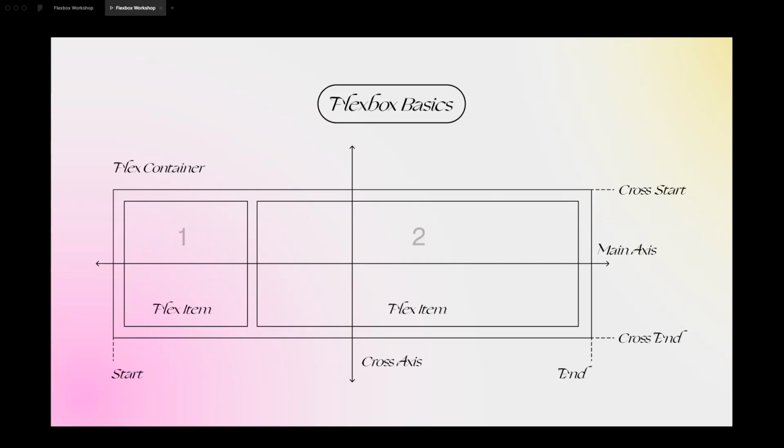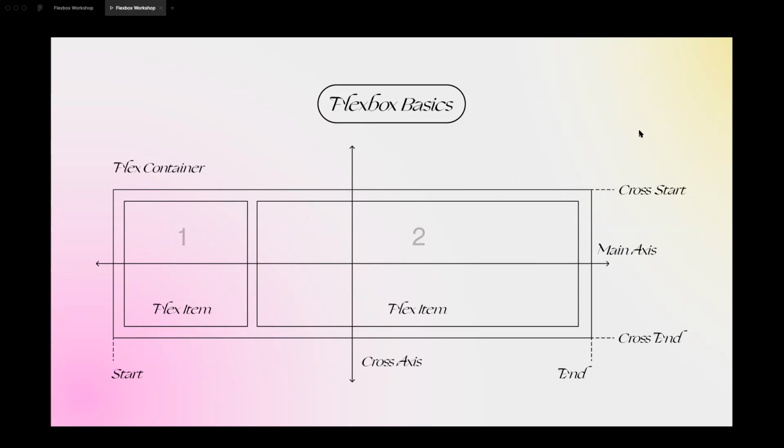Before we go into the actual code portion of this, I'm just going to explain real quick about the anatomy of a Flex container. This outer rectangle here is our Flex container, and then this container and this container are both Flex items. So you have label 1 and label 2 here. On a Flex container, you have two axes. One is the main axis, one is the cross axis.